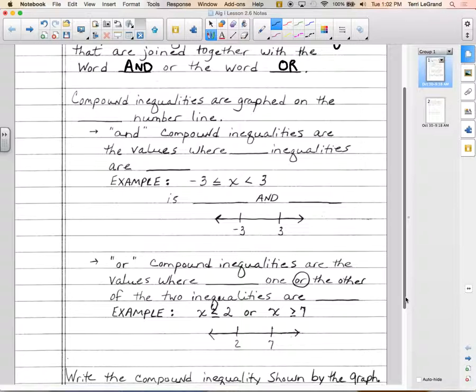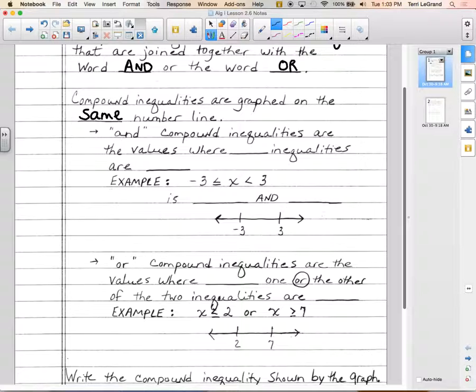So with and, we have to think of them working together, and it has to match both situations. It has to satisfy both. When we talk about or, we're saying it can satisfy one or the other. It does not have to satisfy them both. When we graph our compound inequalities, we're going to graph them on the same number line. We're going to show that solution set. They're working together, even if only one of them has to be satisfied or they both have to be satisfied, they're still working together.